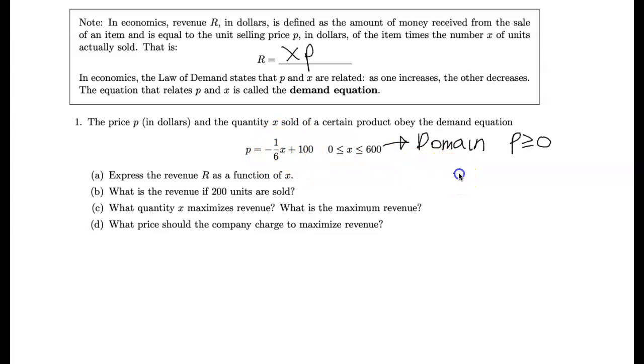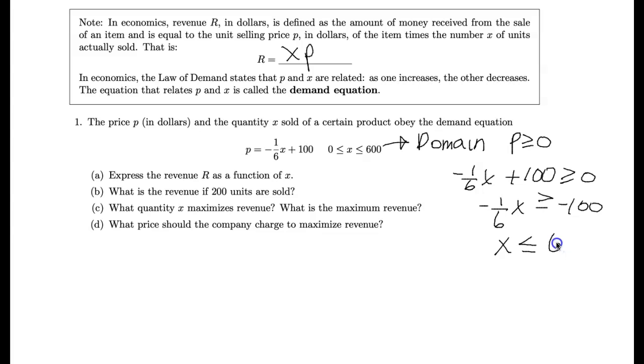So when you solve this, you'll subtract 100, and then multiply both sides by negative 6, and you're going to end up switching the inequality here. And so X is less than or equal to 600.